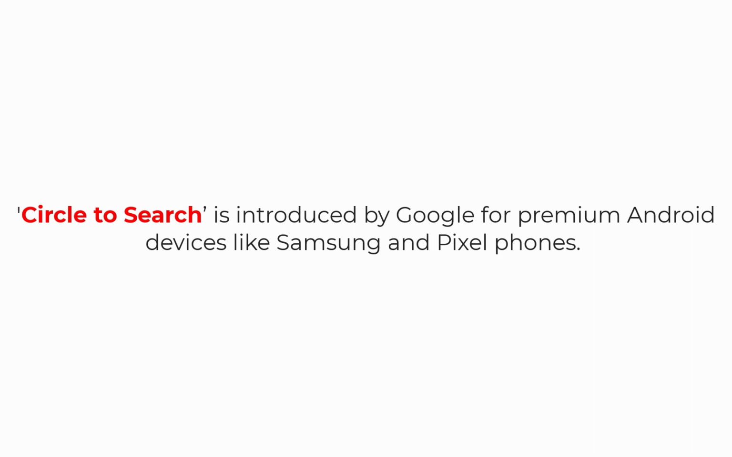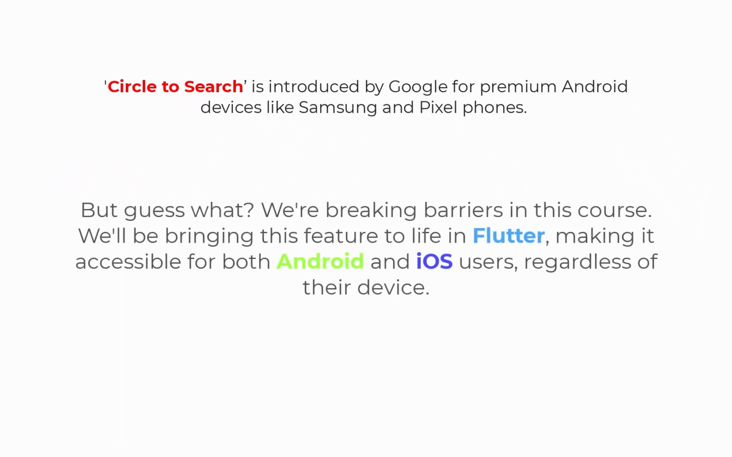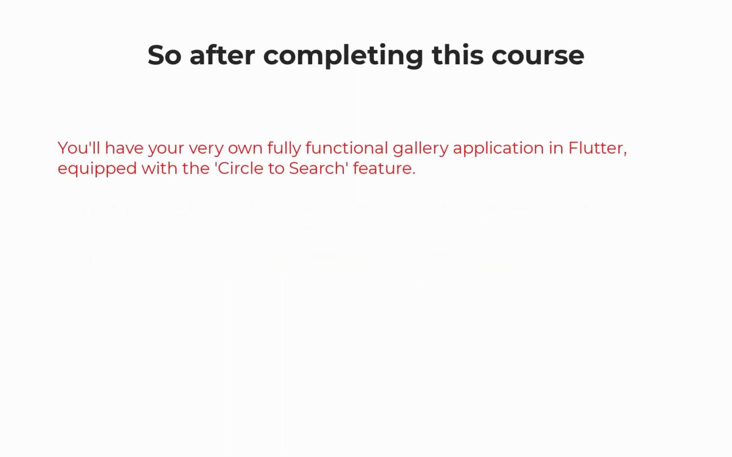Circle to Search was introduced by Google for premium Android devices at the start of 2024. So this feature can be used only on premium Samsung and Pixel devices. But guess what? We are breaking barriers in this course. So we will be bringing this feature to life in Flutter, making it accessible for both Android and iOS users, regardless of their device. So by the end of this course, you will have your very own fully functional gallery application in Flutter equipped with the Circle to Search feature.